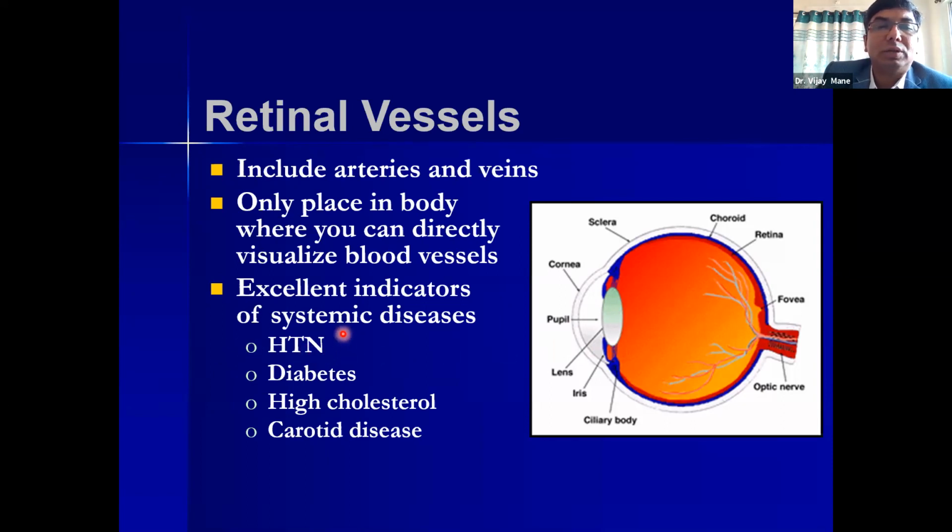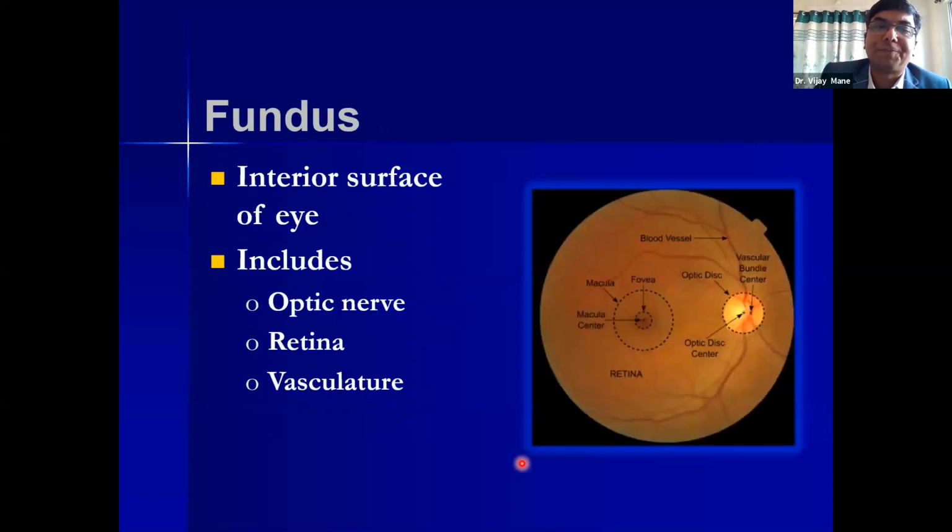Right. So these blood vessels are excellent indicators for various systemic diseases like hypertension, diabetes, high cholesterol, or certain brain-related diseases, carotid diseases. All these can be easily seen and detected through the eyes. So these are retinal vessels, or simply called blood vessels.